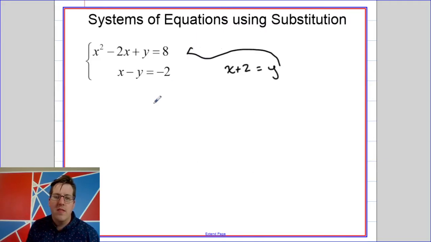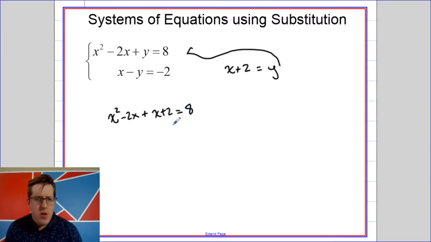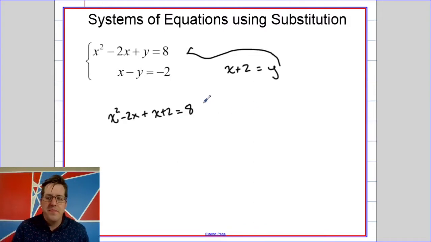I'm going to replace the y with an x plus 2. X squared minus 2x plus y equals 8. Now what I have here is a quadratic equation, and that's something that will happen somewhat frequently. I'm going to solve that, but there's going to be a little bit more.